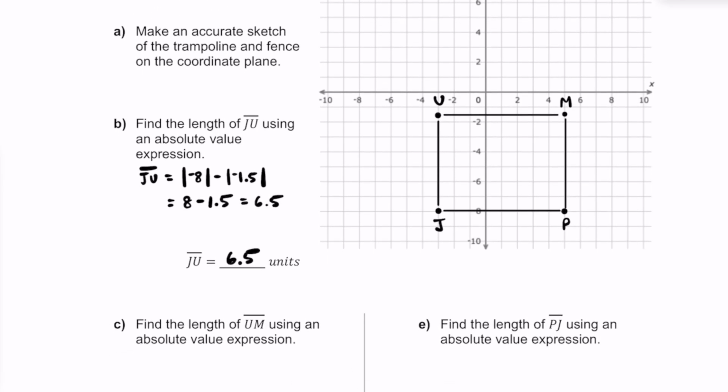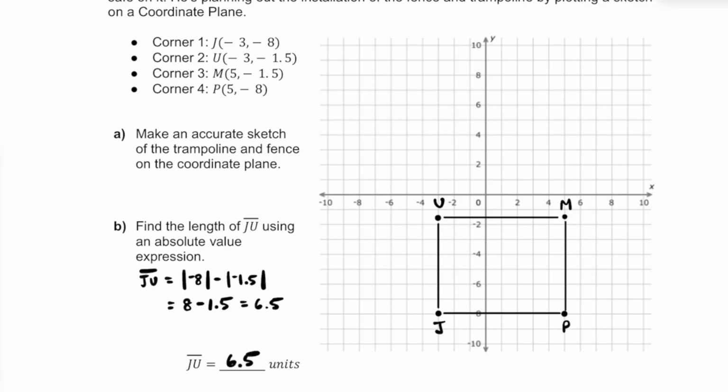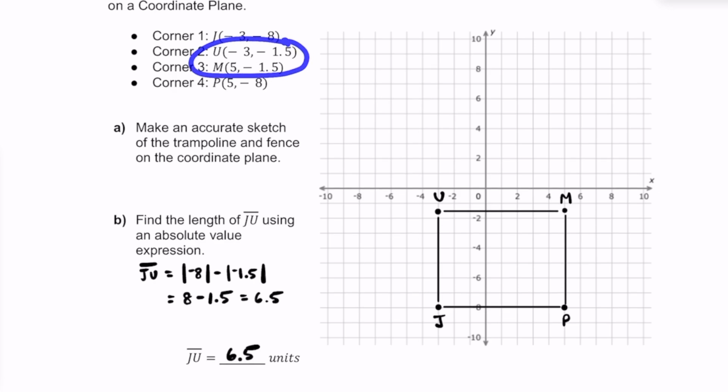All right, let's see. For part C here, we're going to go ahead and find the length of segment UM. Let's go up again and take a look at segment U and M. So that's going to be these 2 points right over here. Notice how they have matching Y coordinates here, which makes sense because these 2 points are horizontal to each other, or left and right to each other. And then look at these X coordinates. Well, one's negative, one's positive, so they're in different quadrants.